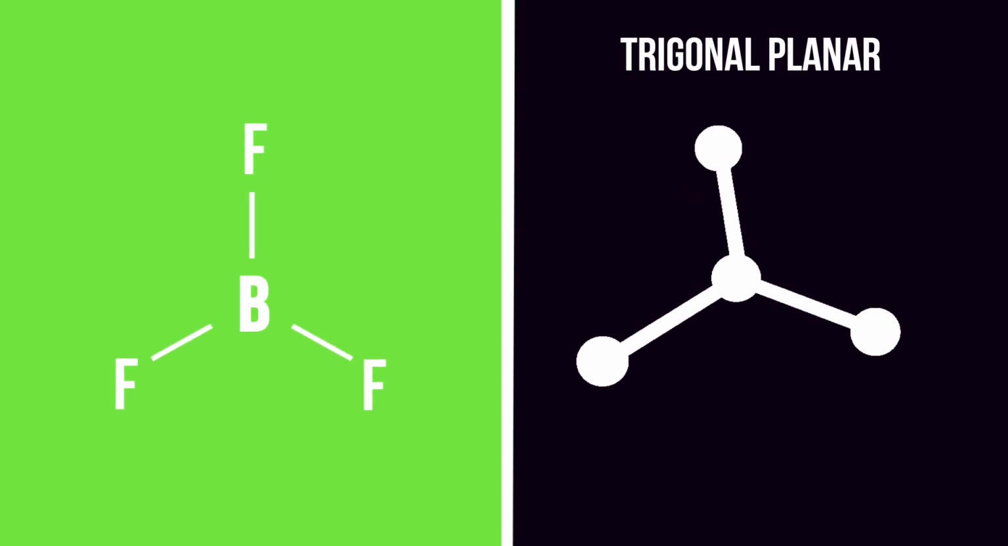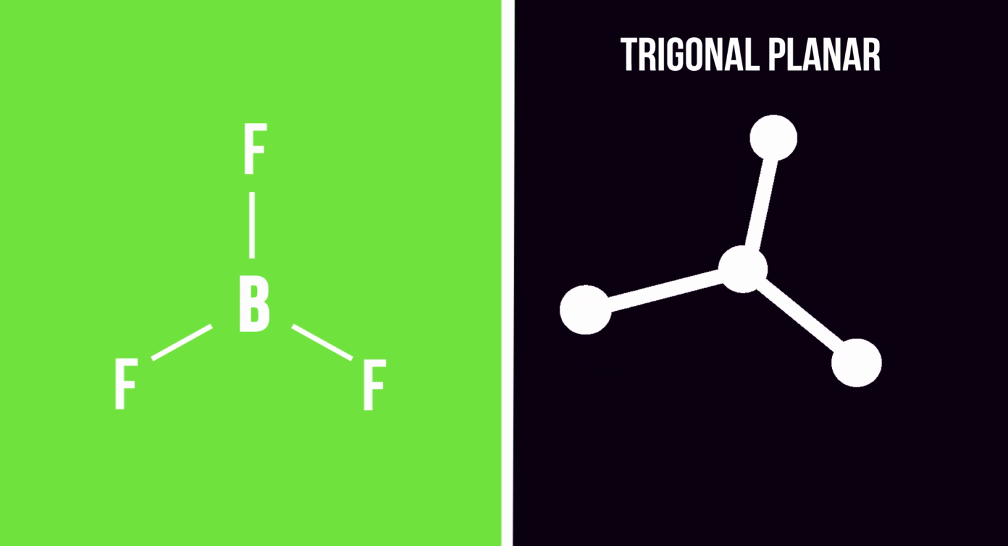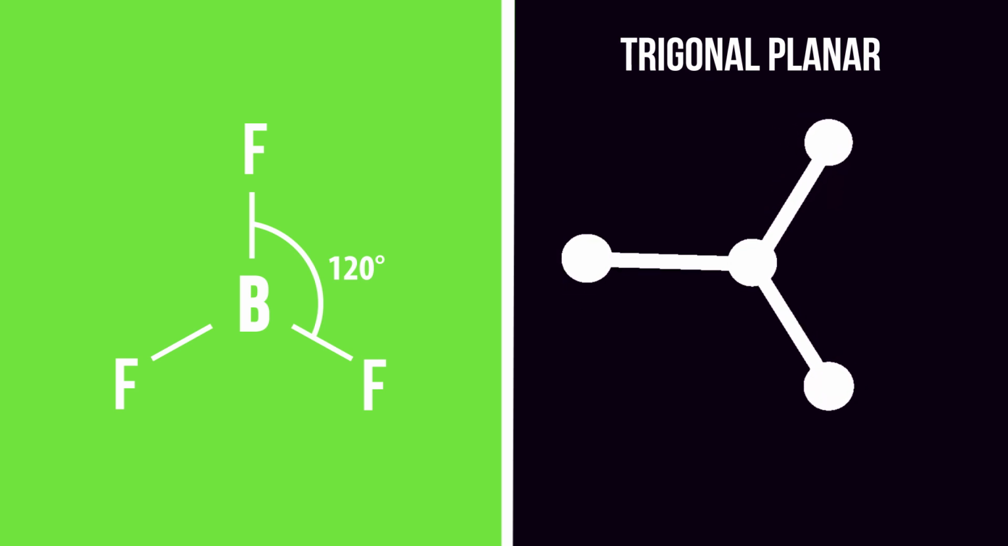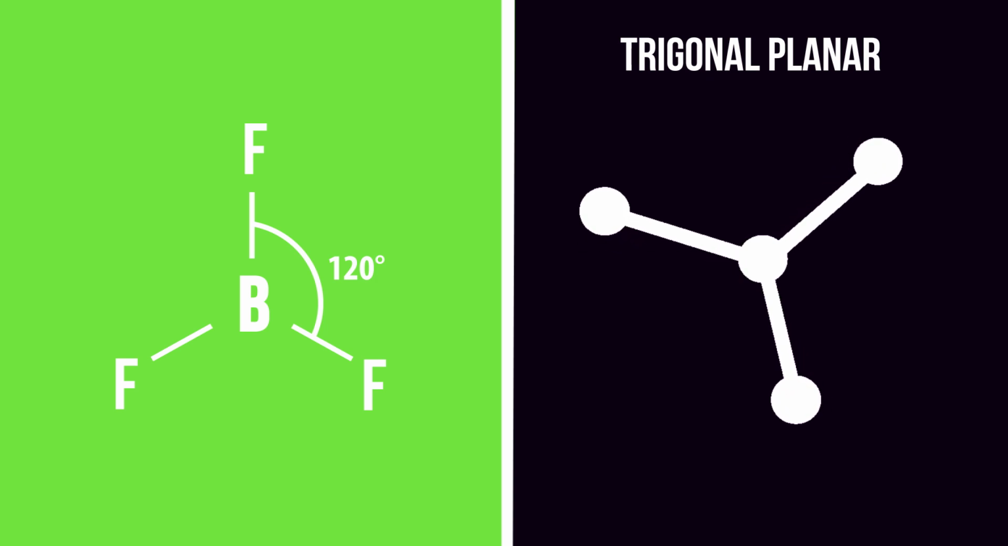with 3 bonded pairs and 0 lone pairs. Now the only bond angle that this molecule has is 120 degrees, which is very convenient to know. Now that is it with the molecular geometry and bond angles.